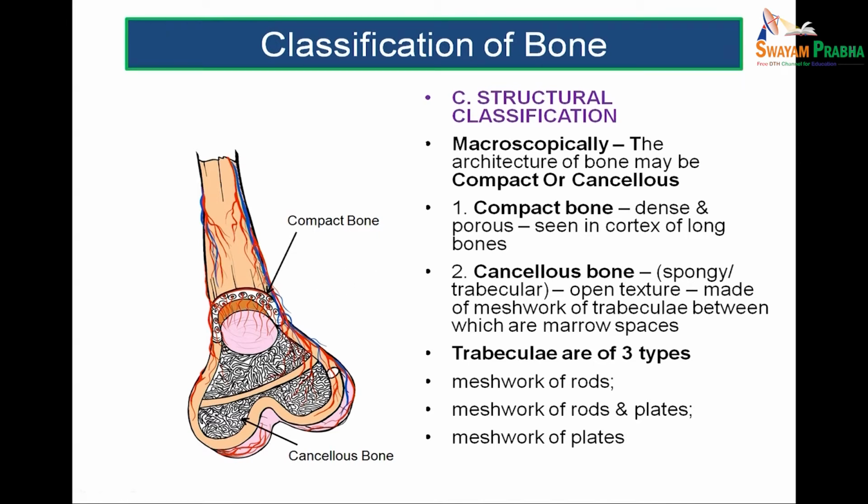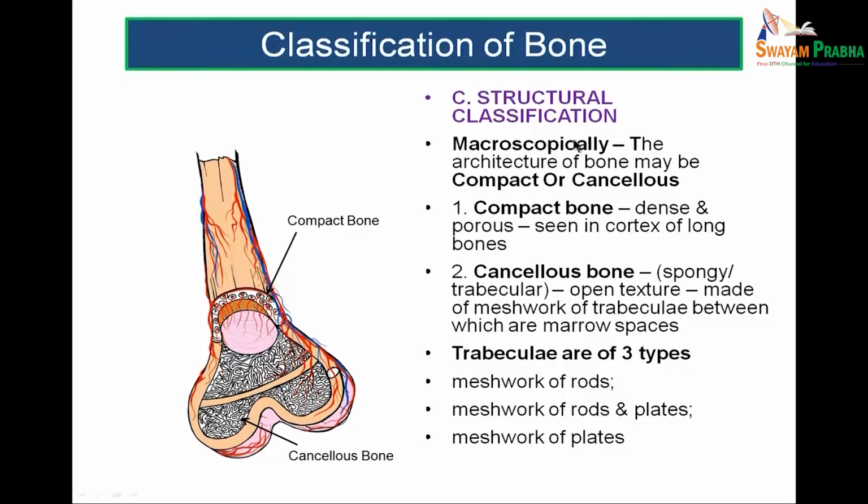Another classification of bones is a structural classification. So, this is the third manner in which you could classify bones. This could be macroscopic or microscopic. Let us go to the macroscopic structural classification. Macroscopically, it depends on the architecture of bone. Is it compact or is it cancellous?